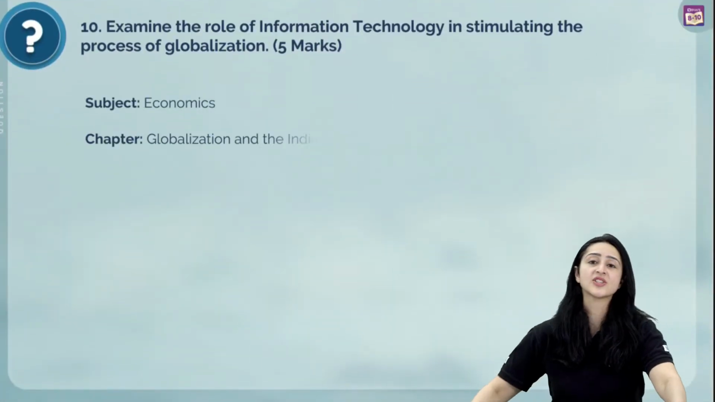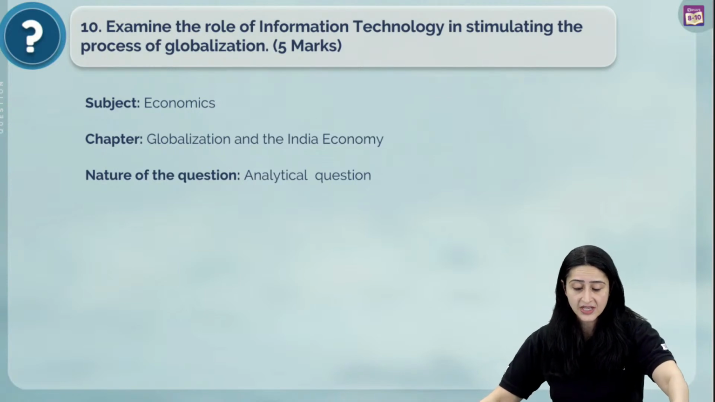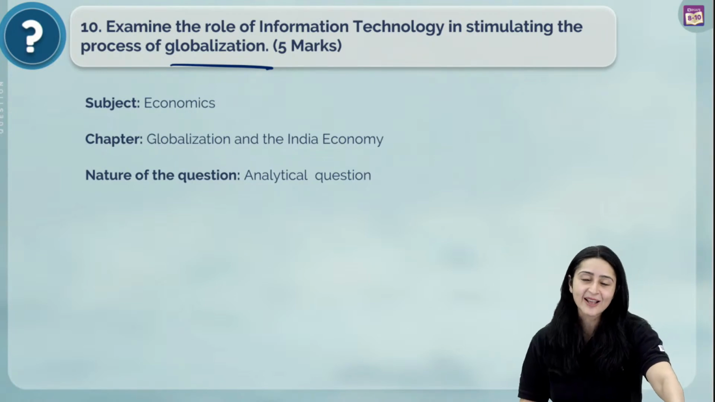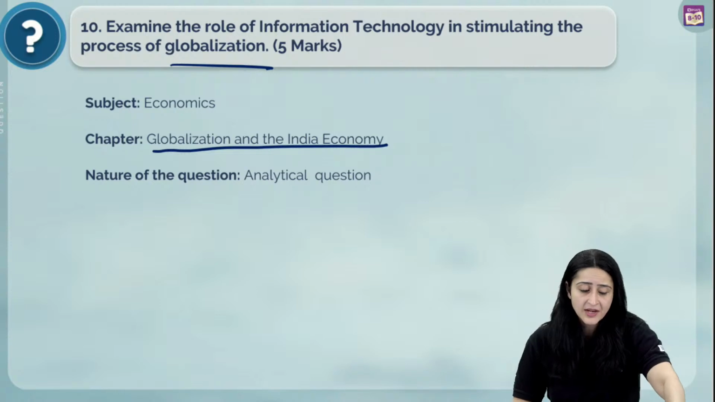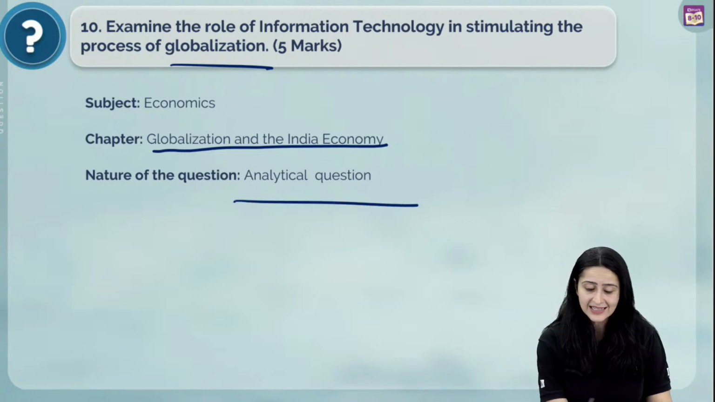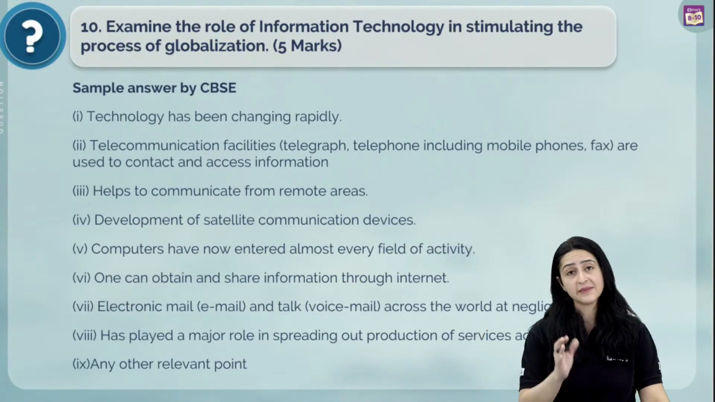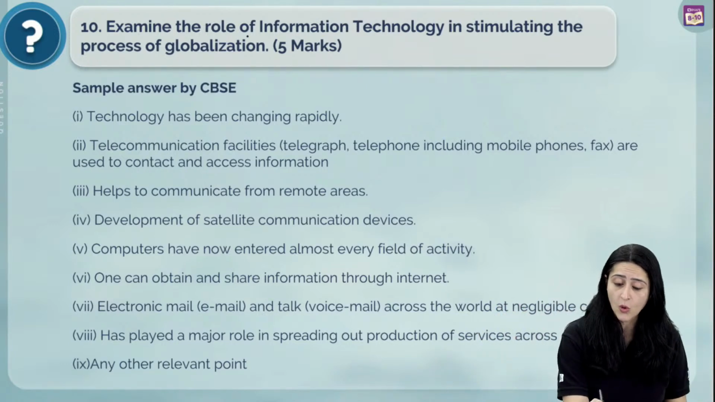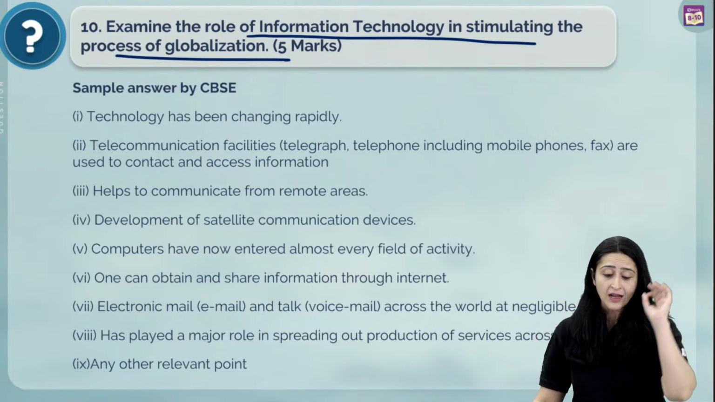Let's move on to question number 10. Question number 10 says, examine the role of information technology in stimulating the process of globalization. This topic is from Globalization and the Indian Economy. It is from economics and it is an analytical question. In terms of the answer that CBSE has given, actually CBSE has given us a brilliant answer as to what is the role of information technology in stimulating the process of globalization.